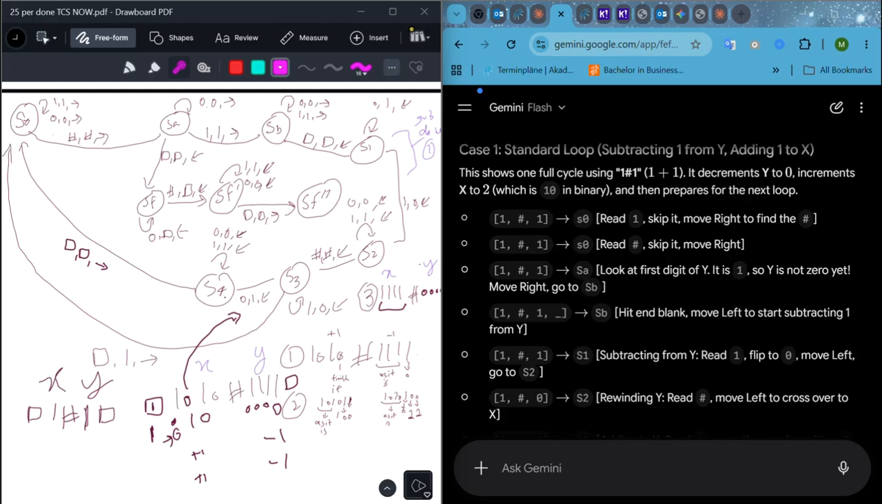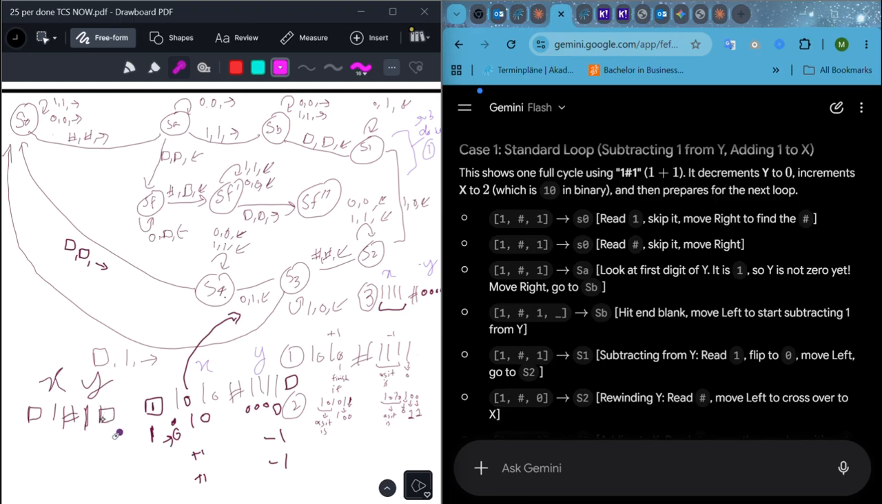Here we are in SB. Hit a blank, move left to start subtracting 1 from Y. So it goes one step back in this rule. If you see a blank, go one step back in Y and start subtracting from Y. If you see a 0, make it a 1 and go one step left. That's the logic of subtracting something from a binary number. If you see a 0, make it a 1, and the moment you see a 1, make it a 0 and go one step left, and that's it. You have just subtracted from the binary string.